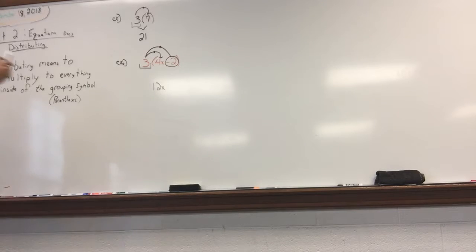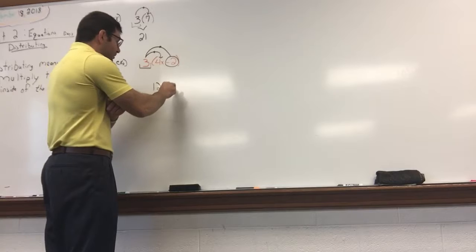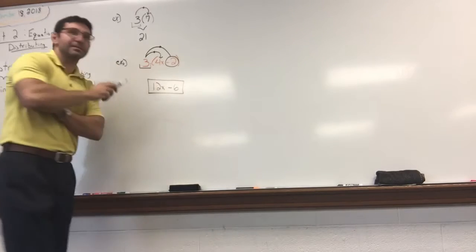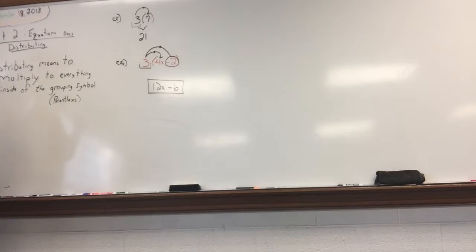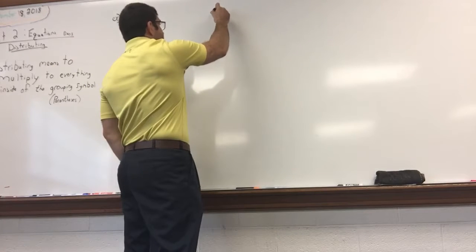So now I'm still multiplying my 3 times the negative 2, which gives me negative 6. This is simplified, because distributing is still simplifying. You need to know that you have to multiply. Questions on that one? Okay? Let's do another example, and then you're going to start doing some on your own.